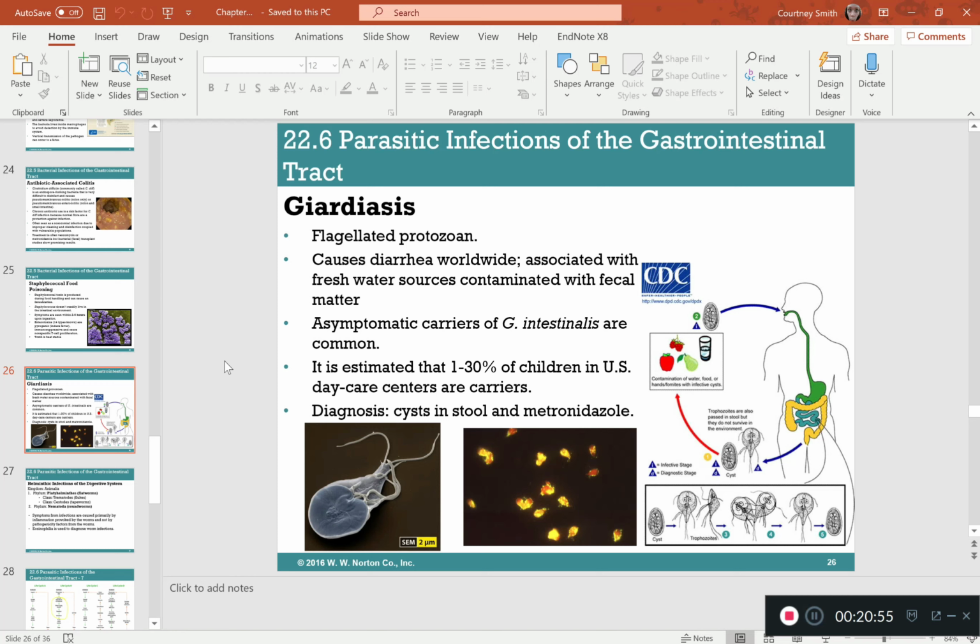go. So with this one, you don't really have a lot of symptoms. Probably the most symptoms that you'll get is the diarrhea, and even then you may not even have it. So it doesn't really present very well.